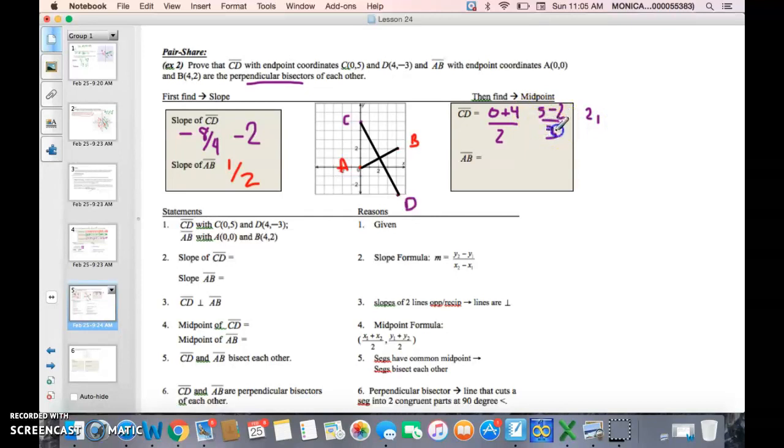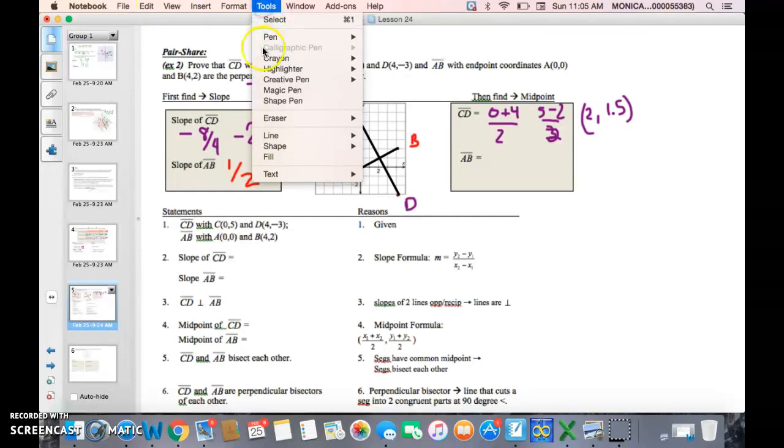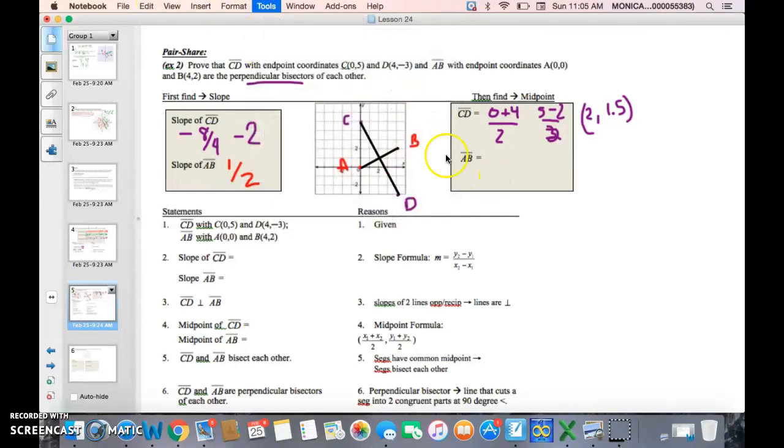I don't know why I put a 3 here. This should be a 2. My bad. 3 over 2, which is 1.5. So let's see if that hits that line right there. At 2. Ooh, it's close. So let's look at the red line and see where that hits, because it might be a mistake that I made.